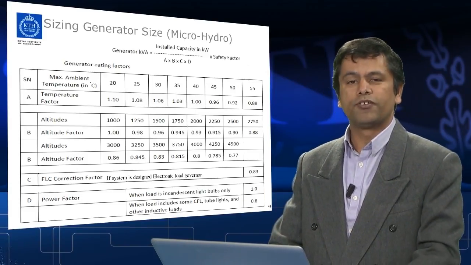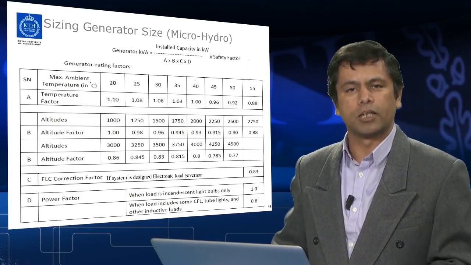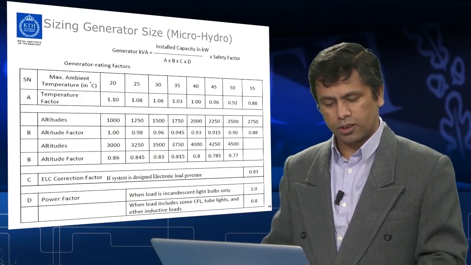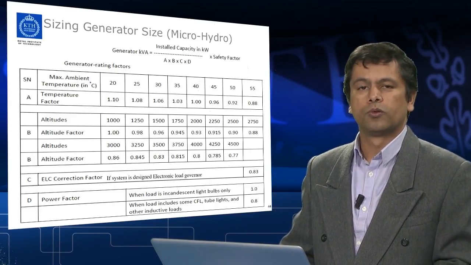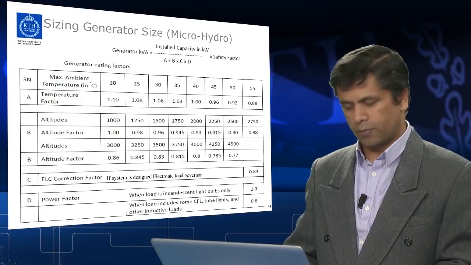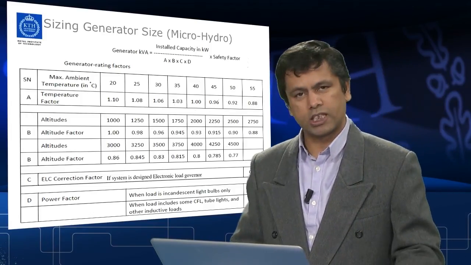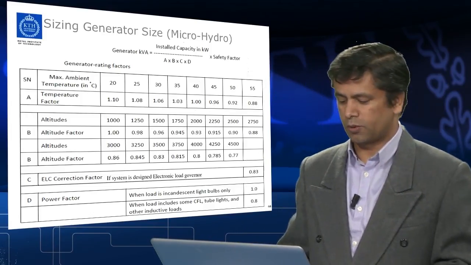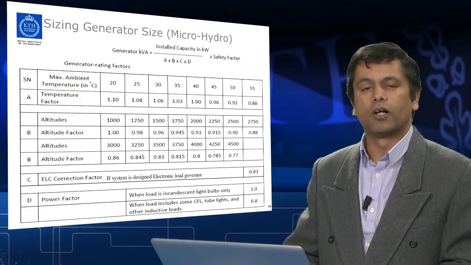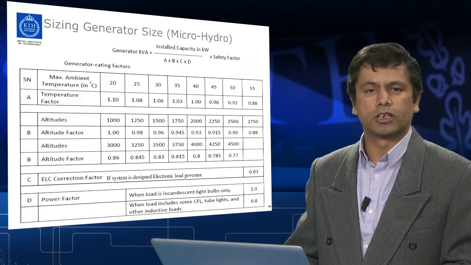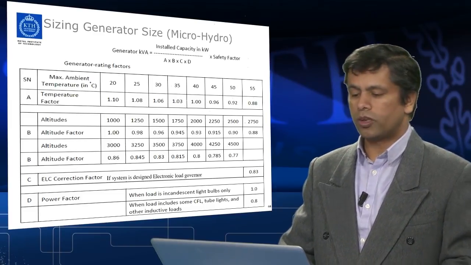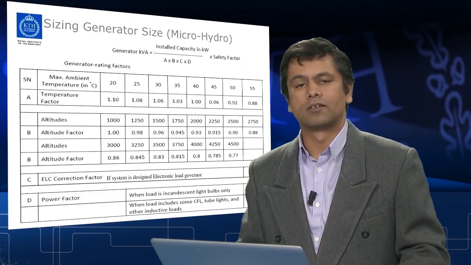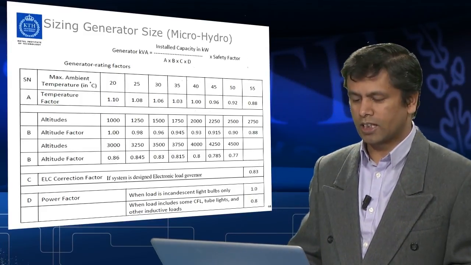And also, if you are using an electronic load controller as a governor, then you should also use this factor in sizing the generator. And also, what kind of load you are using. If you are using only the resistive load, then you can use the power factor as 1, and if you are using some other inductive loads, then the power factor we choose is 0.8. And with all these factors, you can determine the size of the generator.